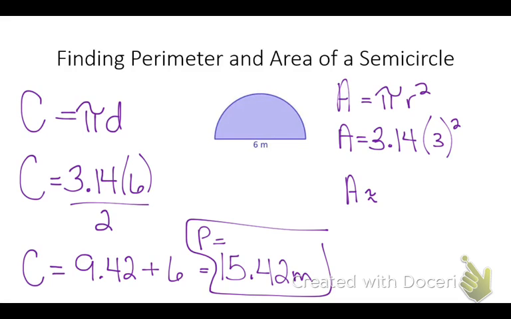So it's 14.13. Yep. All right, don't forget to divide by 2. It's a semicircle. 14. You see how easy that is? I almost forgot. Meters squared.